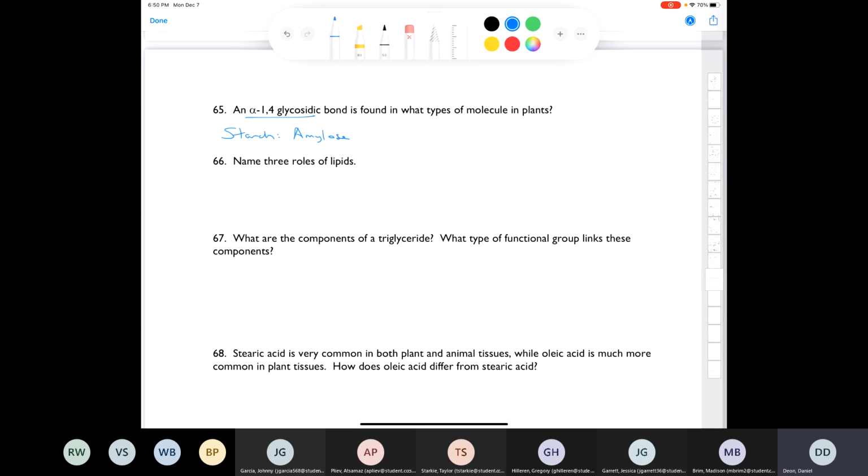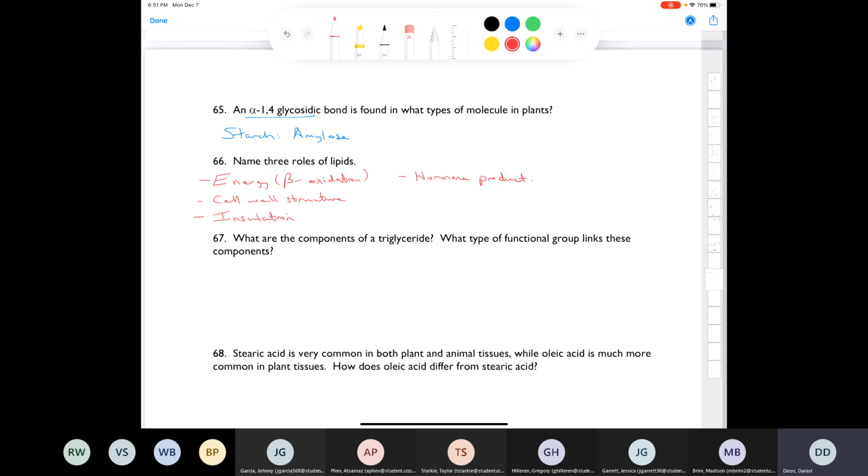Next one says, name 3 roles of lipids. I would accept a lot of different things here. For example, energy. We get a lot of energy from beta oxidation, which was the subject of chapter 23. Cell wall structure. I'd say another one is insulation. I mean, you could write down anything here. Hormone production. Energy storage.